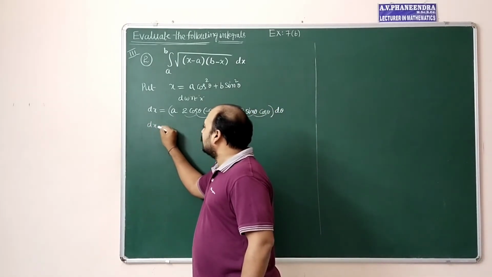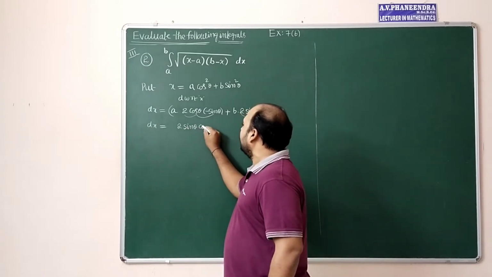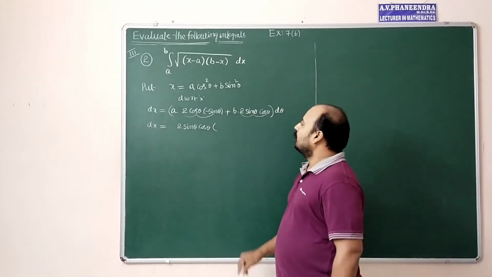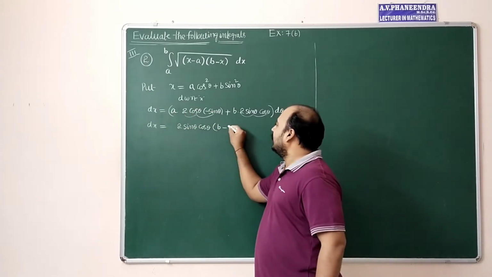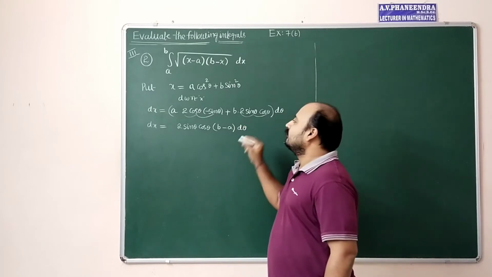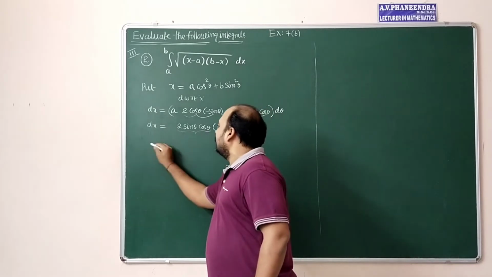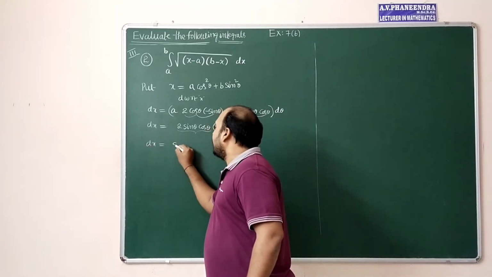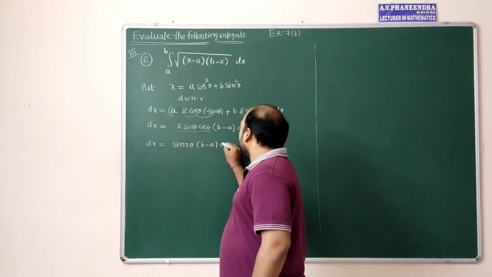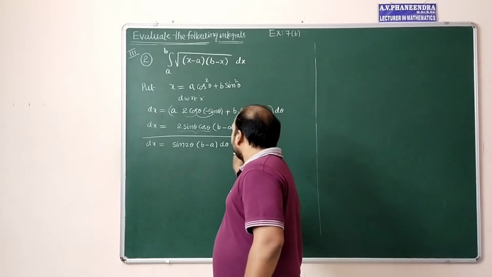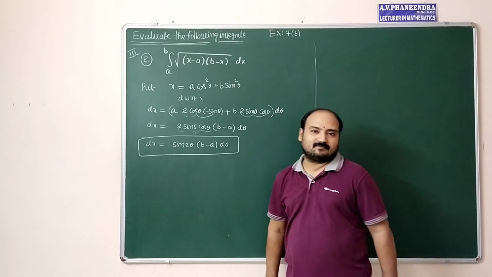So dx is equal to 2 sin theta cos theta, we are taking common, into (b minus a), here plus b, here minus a, into d theta. This is 2 sin theta cos theta, the formula for sin 2 theta. So dx is equal to sin 2 theta into (b minus a) d theta. We got the value of dx.